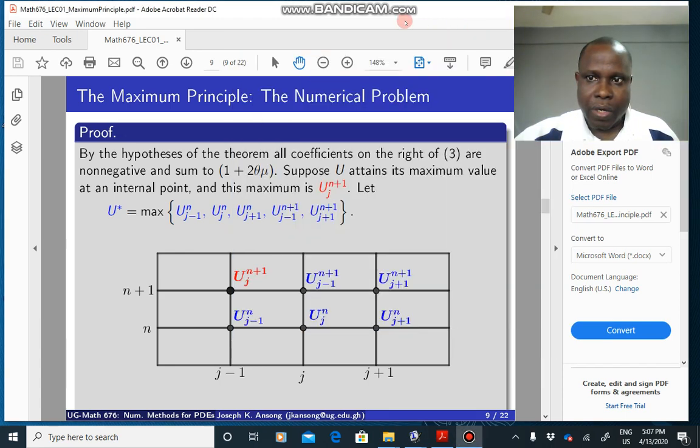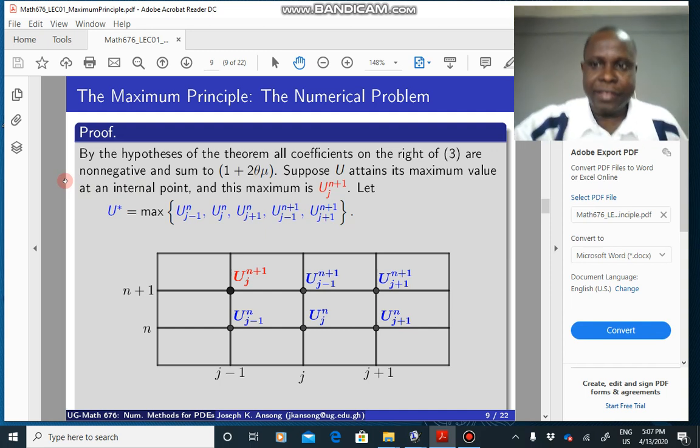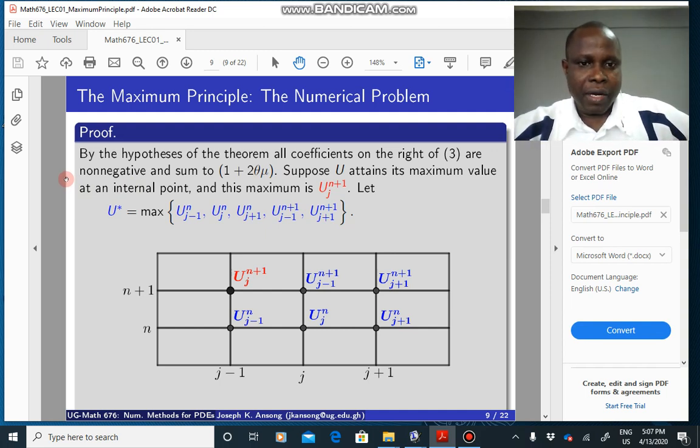All right, so let's continue from where the video ended. Sorry about the abrupt ending. I didn't time it well. But this is the proof of the maximum principle for the numerical problem.